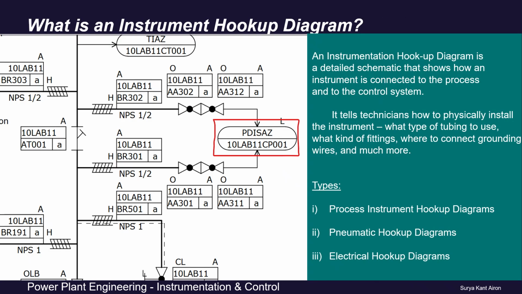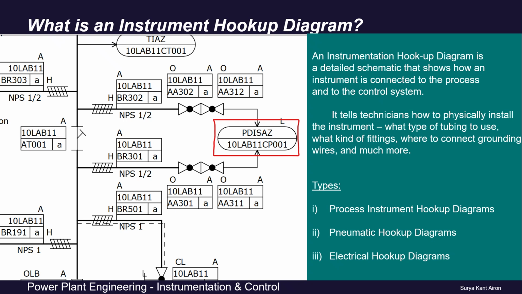Friends, if we go by definition, an instrument hookup diagram is a detailed schematic that shows how an instrument is connected to the process and to the control system. It includes mechanical, electrical, and pneumatic connections like impulse line, tubing, cable glands, junction boxes, and so on. Basically, think of it as a bridge between your P&ID and the actual installation at site. It tells the technician how to physically install the instrument, what type of tubing to use, what kind of fittings, where to connect the grounding wires, and much more.